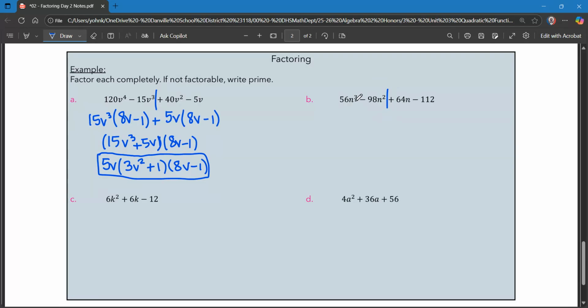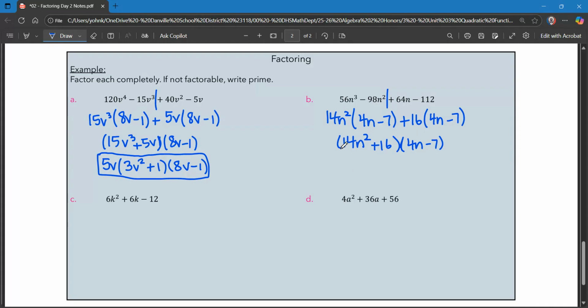So in the first 2 terms, we can actually divide both of these by 14. So we're going to put 14n squared. And 56 divided by 14 is 4n. And then 98 divided by 14 is a 7. So 4n minus 7. Then between 64 and 112, you can divide by 16. And you're left with 4n minus 7. Stuff in the parentheses is the same, so 14n squared plus 16 and 4n minus 7.